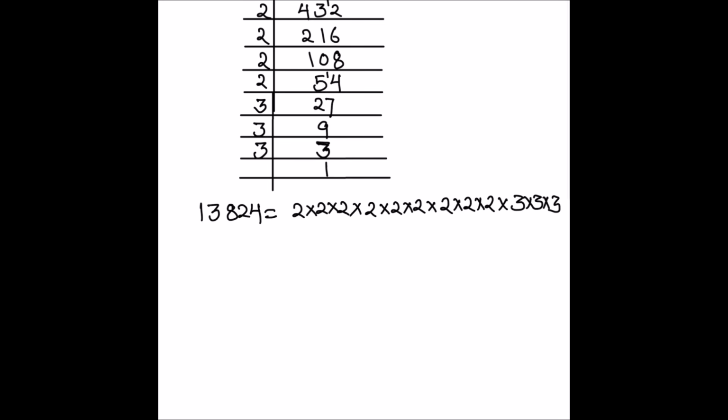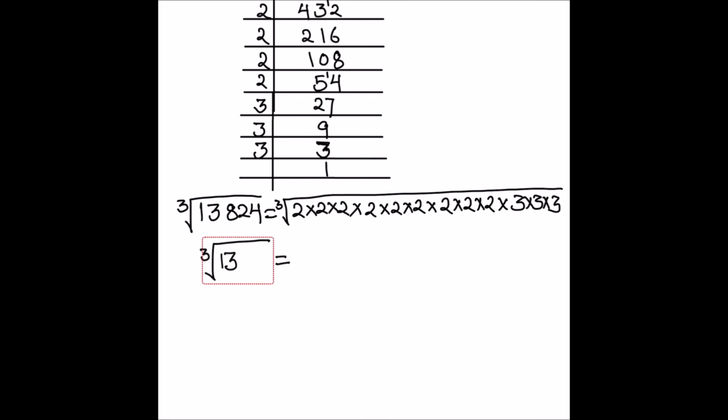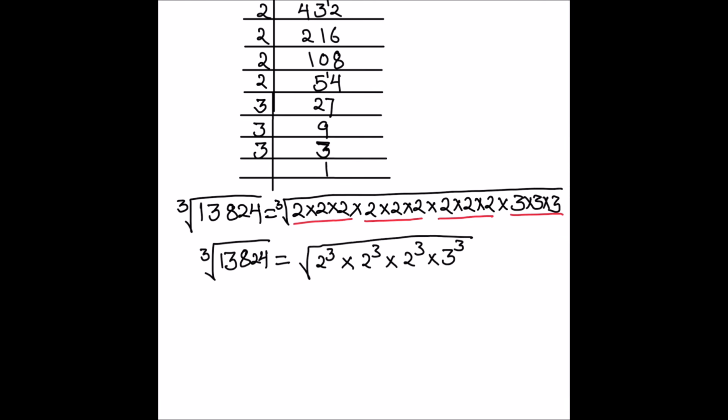So as we are finding the cube root, taking cube root on both the sides. So cube root of 13,824 is this. Now for finding the cube root, we first find the triplets of the numbers. Let's underline all the triplets. So here 2 is one of the triplets, here 2, 2, and this one is 3. So this will be 2 cube times 2 cube times 2 cube times 3 cube whole cube root.